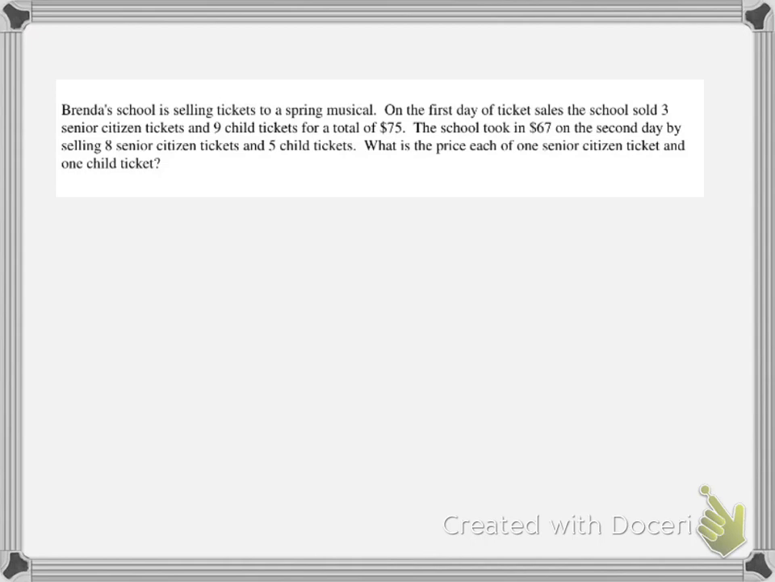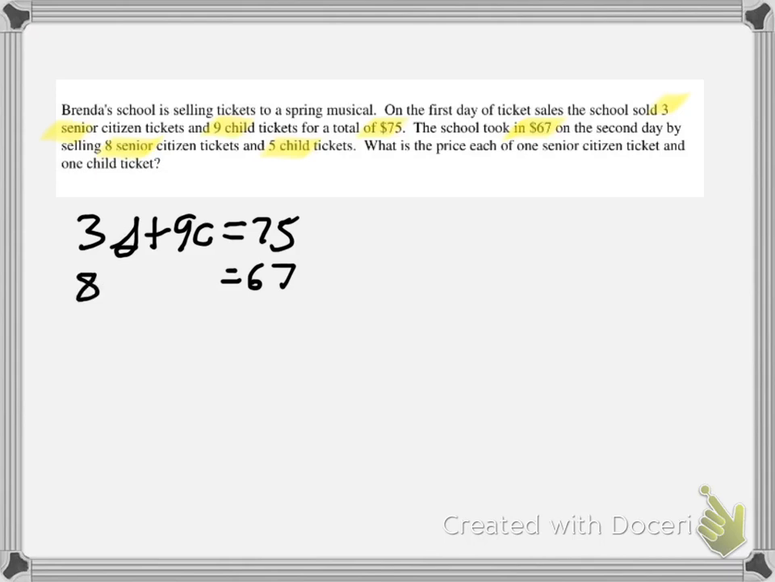Okay, so this one, they're selling tickets. The first day tickets, there was 3 senior citizens, 9 child, for a total of $75. So there's my first equation: 3 senior tickets, 9 child tickets, for $75. And the second one we took in $67, so I know it's going to equal 67. And they have 8 senior tickets and 5 child tickets.